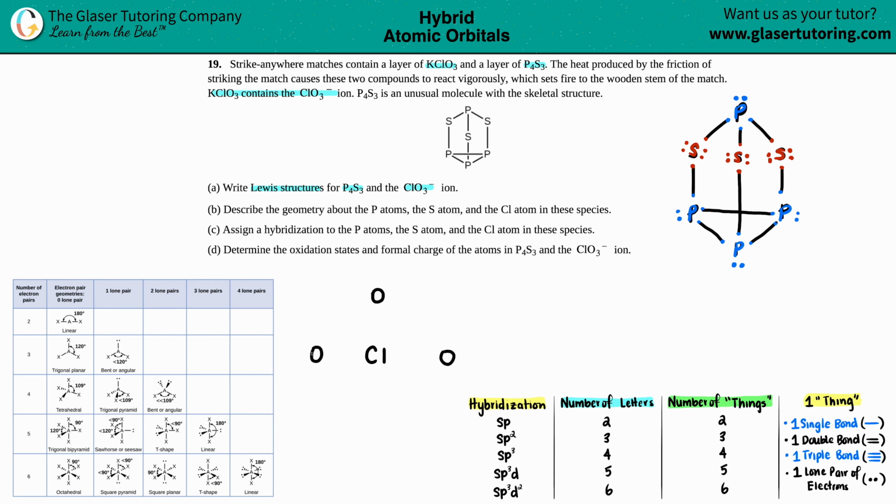Valence electrons, oxygen is in group 16 or 6A, so it's got 6 valence electrons. So 1, 2, 3, 4, 5, 6. We got 6 on each of the three oxygens. The chlorine is in group 17 or 7A. It's got 7 valence electrons. So 1, 2, 3, 4, 5, 6, 7. And now this -1 ion, right?